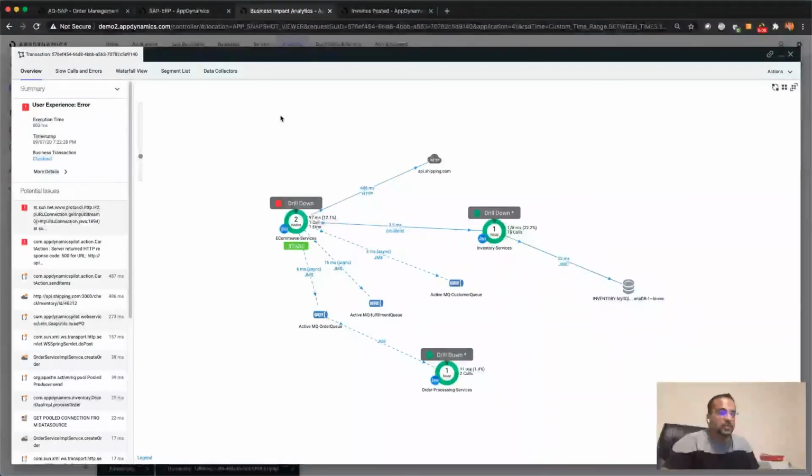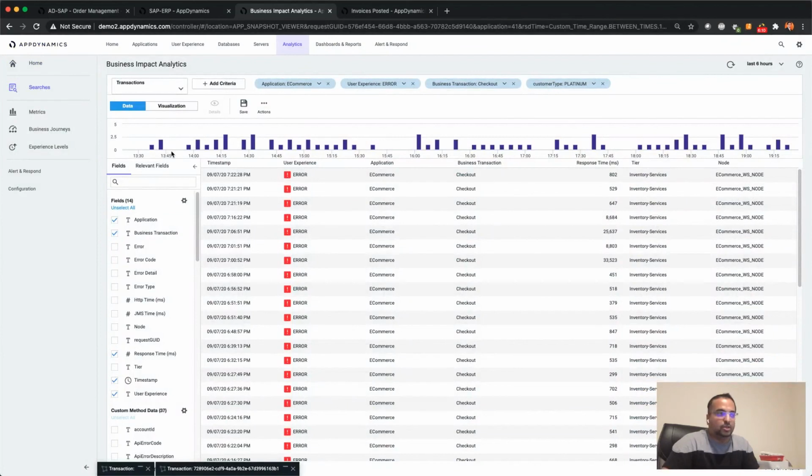This provides enough information for the operations team and for the development team to update the database and make sure that these customers are not having problems in the future once this is resolved.